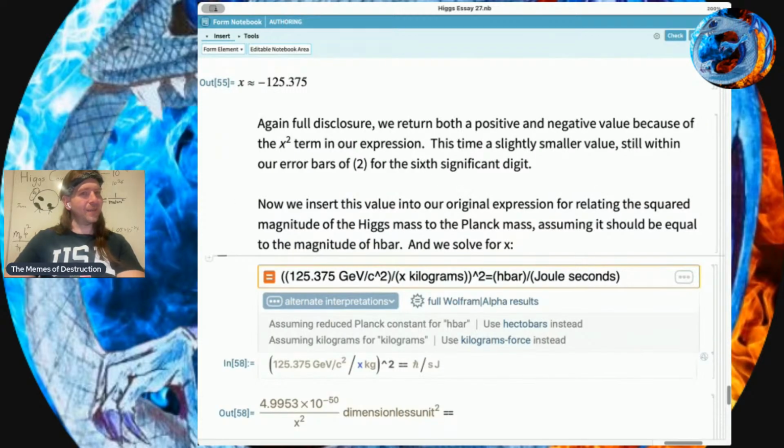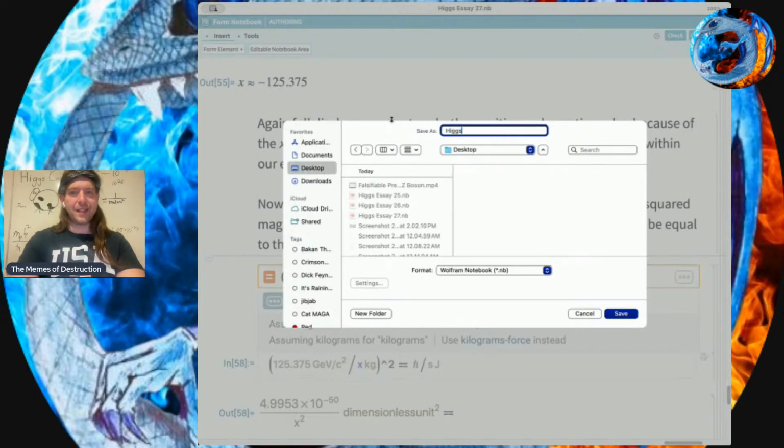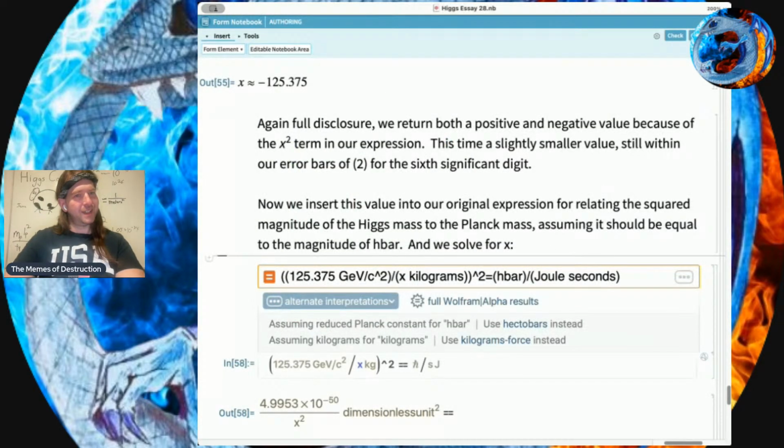All right, so one last time. File, save as. It's going to be number 28. Higgs SA 28. Okay. File, save to the cloud. And we'll publish to the cloud. All right. Save as. All right, saved. File, publish to cloud. I forgot to do that. XSA 28. Publish.